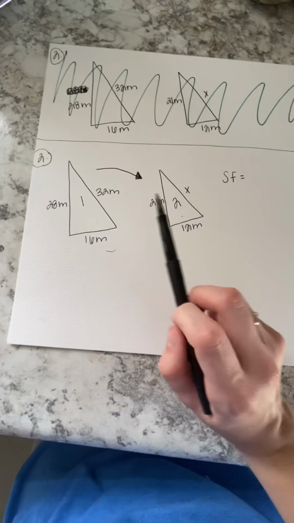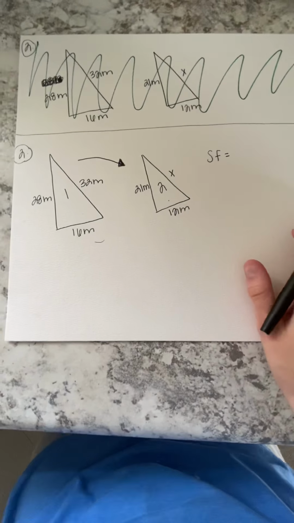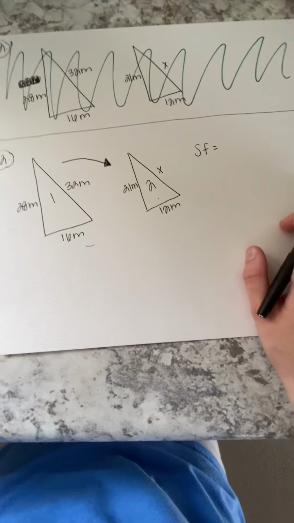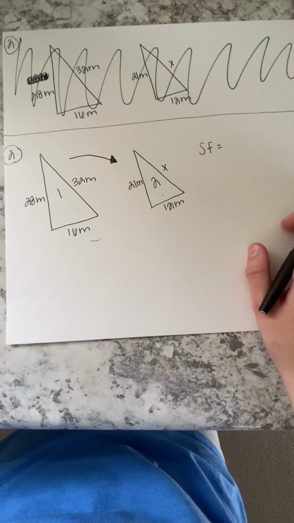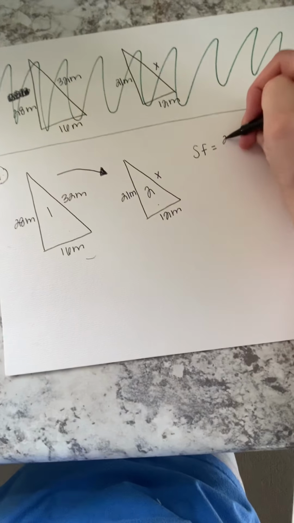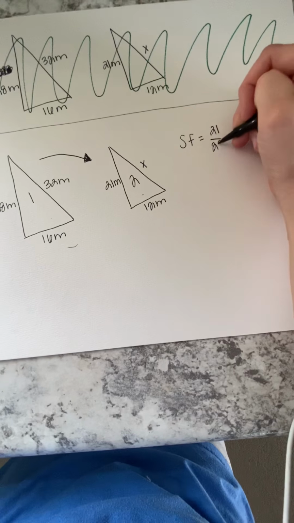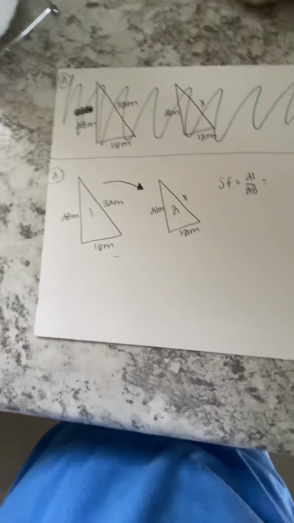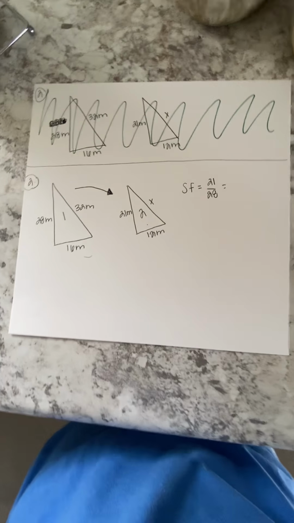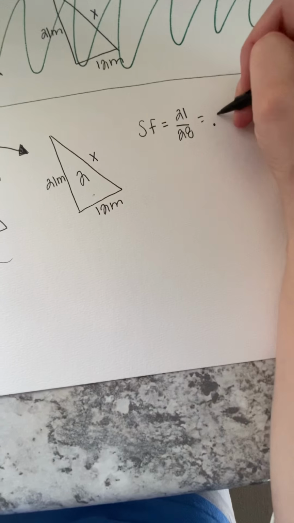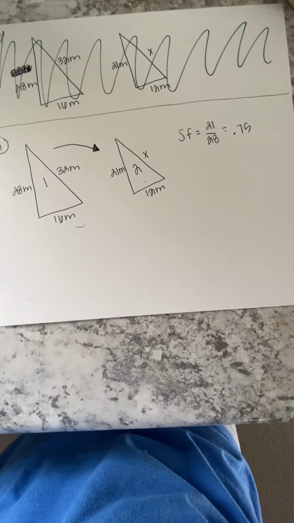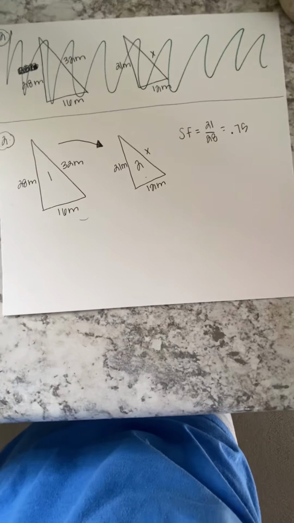So this is the first shape. This is the second shape. Remember, scale factor is the second shape over the original. I'm going to choose to do 21 over 28. And when I simplify 21 divided by 28, I get 0.75. Decimals are okay to get, completely fine. So I found my scale factor.